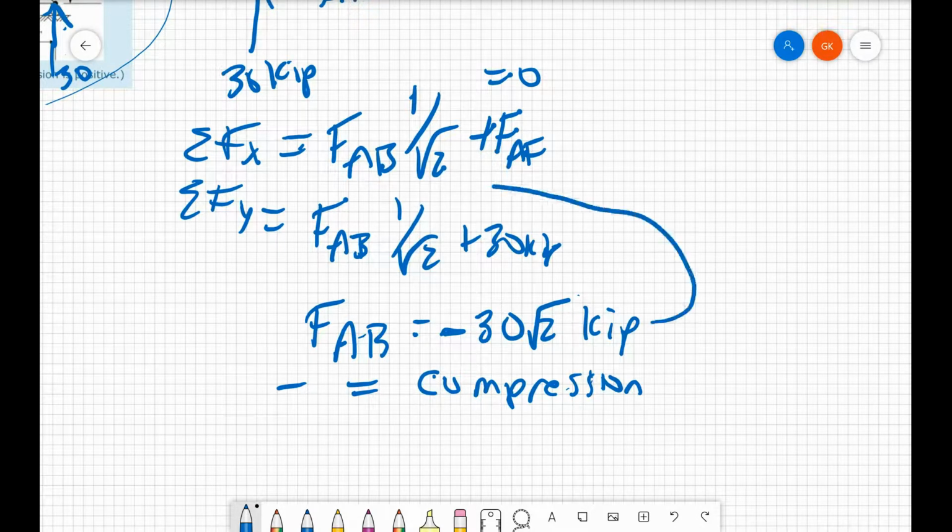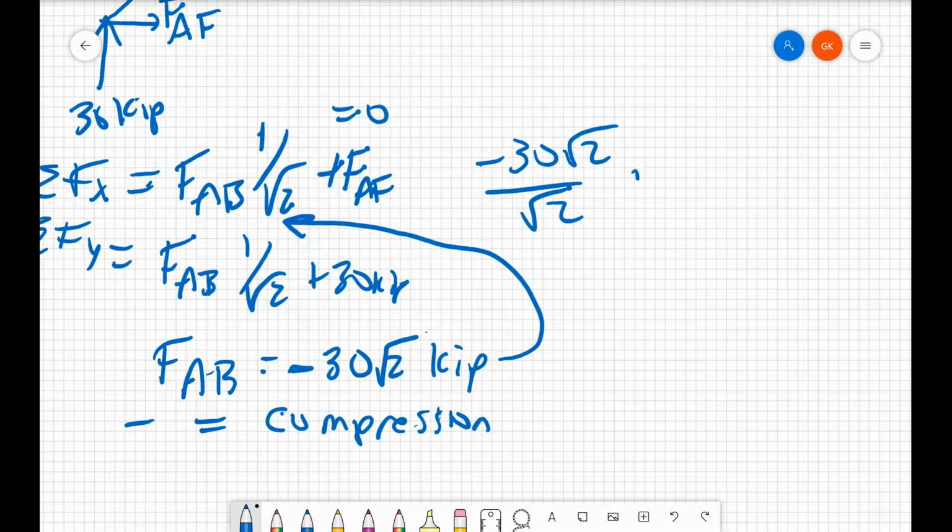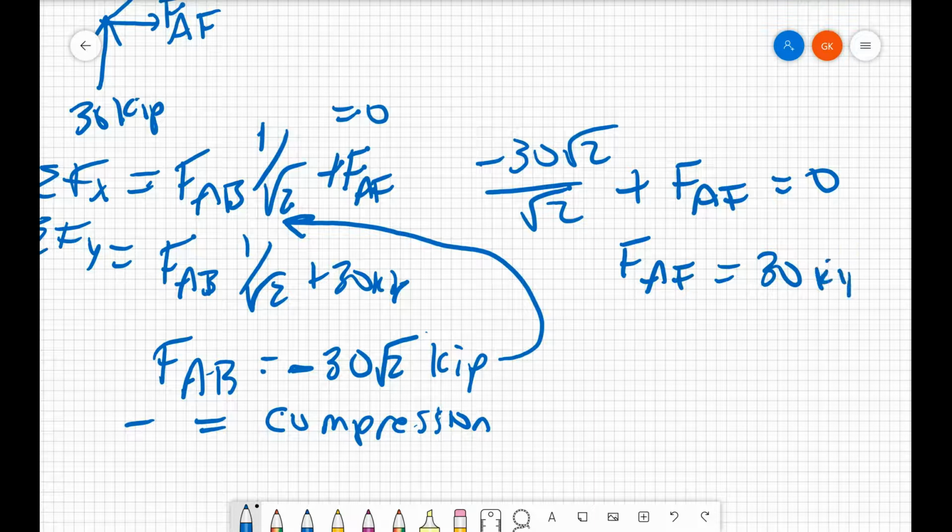Okay, now we can plug that back into our original equation. So I'm going to take this and stick it in here. And if you're wondering why I didn't simplify, it's because it makes it a lot simpler. What I have then is negative 30 square root of 2 over square root of 2. Notice the symmetry there. Plus force AF equals 0. Therefore, force AF is equal to 30 kips. Okay, so we solved that point.